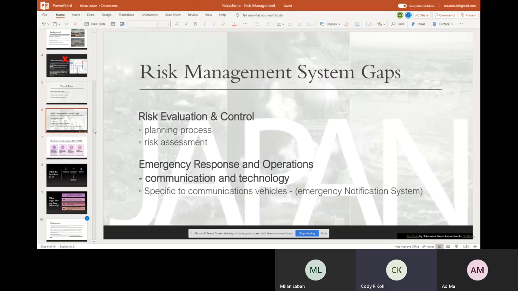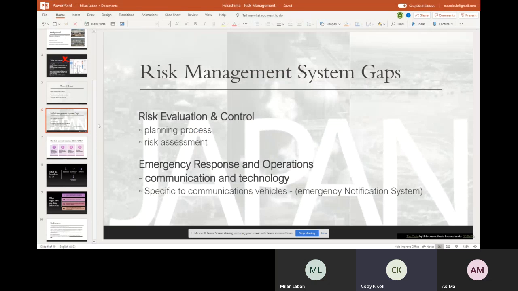The gaps in the risk management system: the first one was in their risk evaluation and control process, specific to the planning process and risk assessment. This is because Fukushima, Japan, did not identify the potential risk associated with earthquakes, even though their earthquake probability rate and frequency is high. Fukushima disaster planning did not evaluate for the size of the earthquake or tsunami.